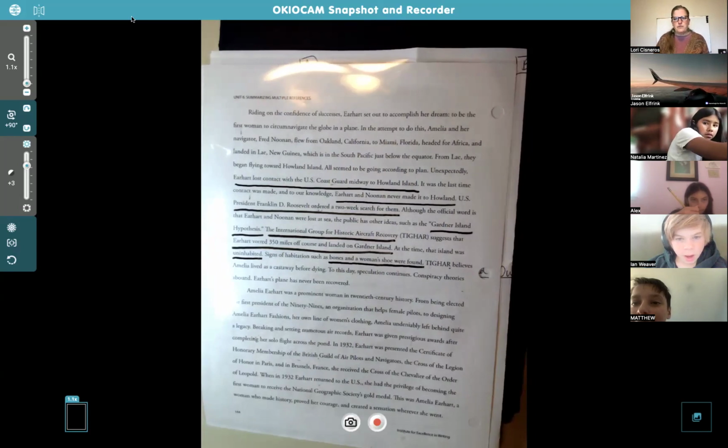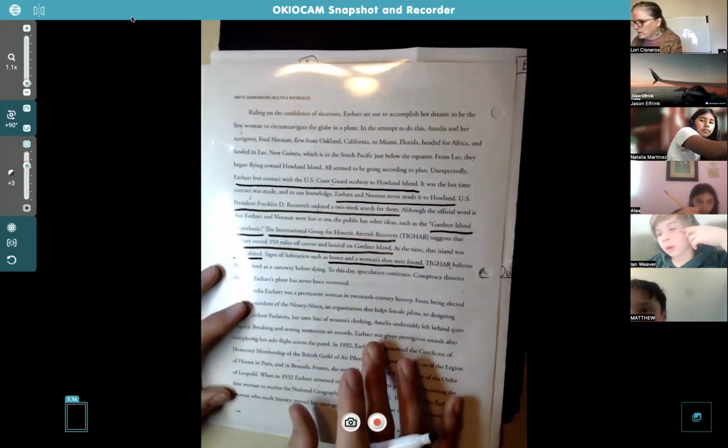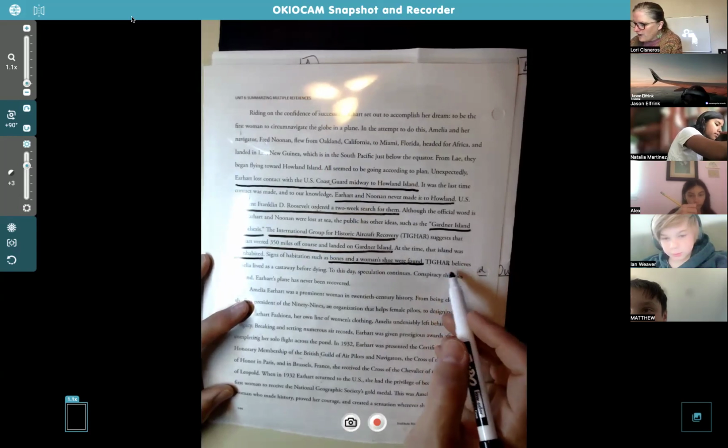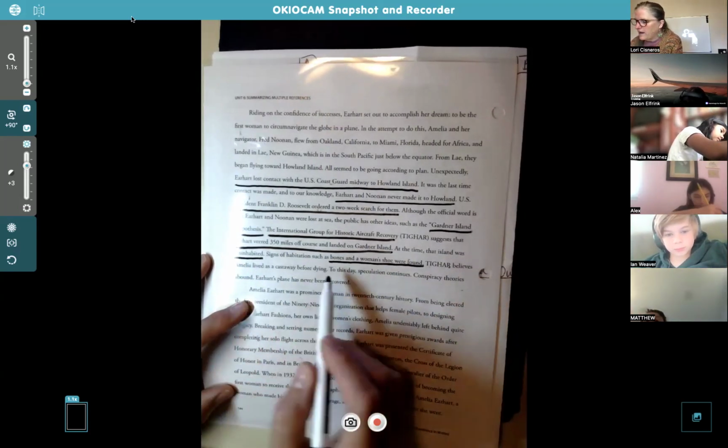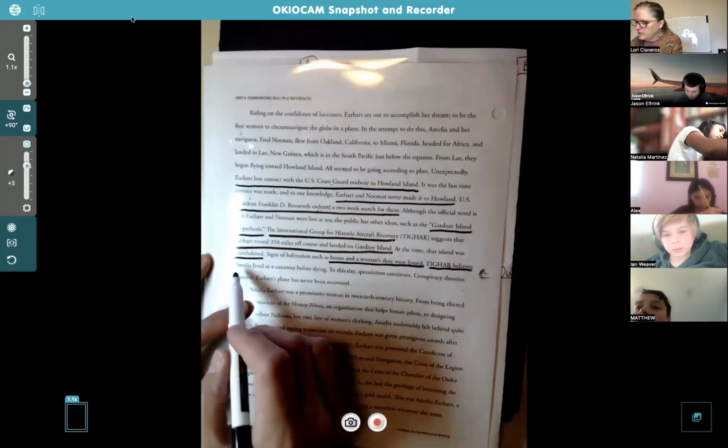So uninhabited means no one's living there, no people. There's probably animals living there. But it's odd to find human bones and a human shoe. TIGHAR believes Amelia lived as a castaway before dying. So I think I'll underline that too.